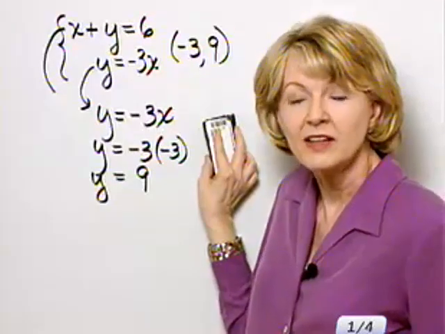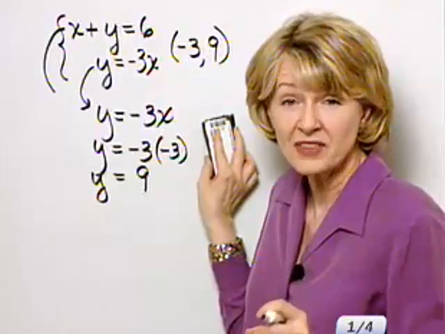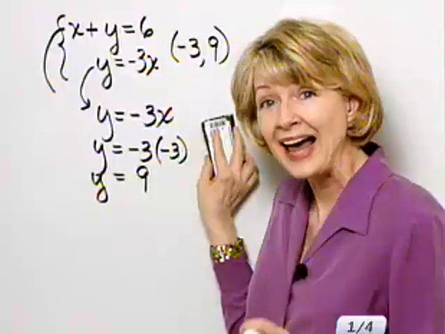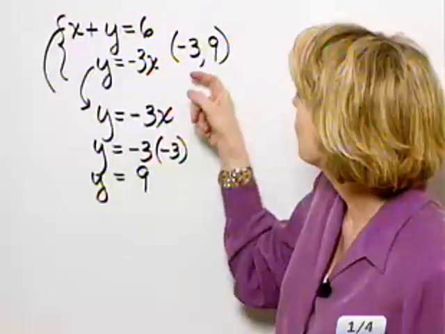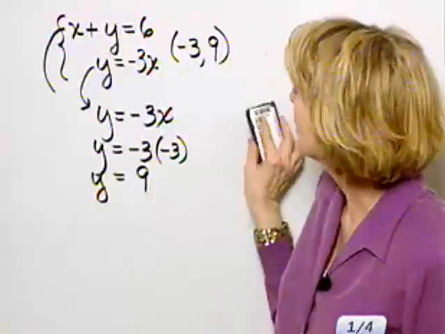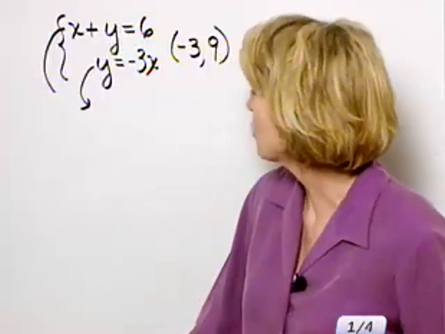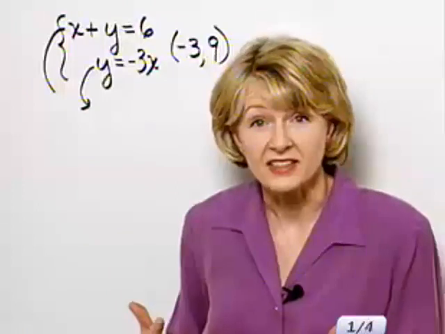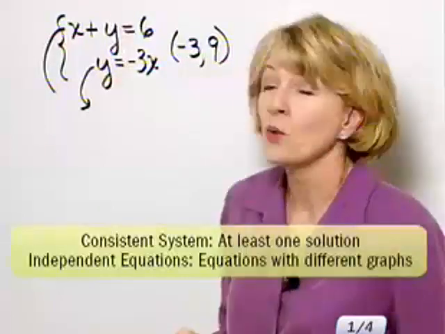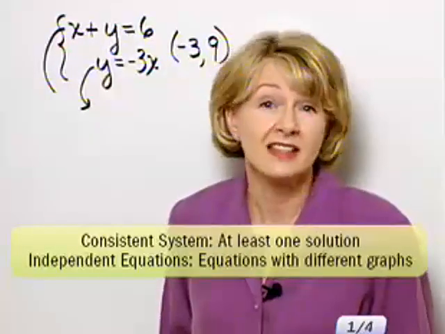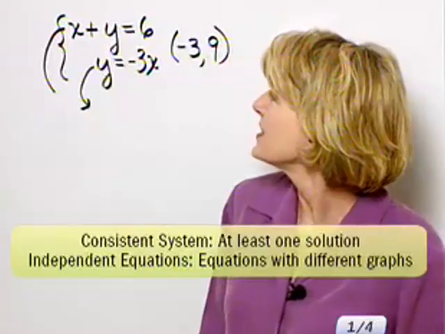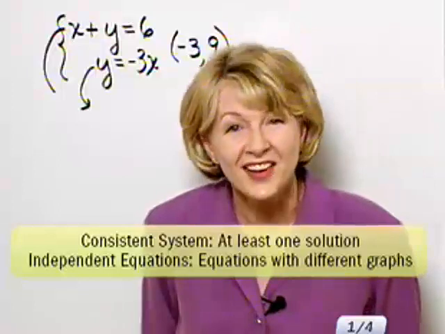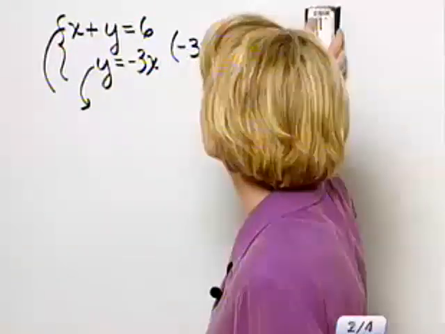It will. So by the way, if we graph these two equations, what do we have? We have two lines that intersect in one point, and the one point has coordinates negative 3, 9. We call these independent equations and a consistent system. Let's look at another system of equations.